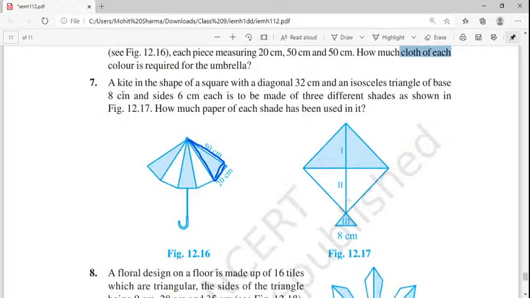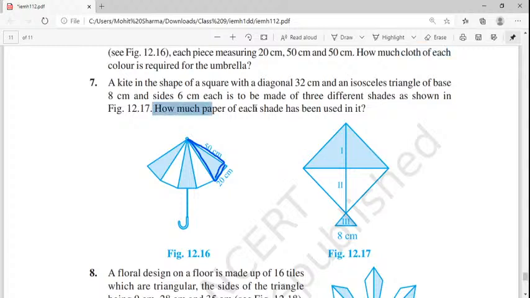Now your question number 7. Question number 7 is that a kite is in the shape of a square. You can see the square shaped kite where the diagonal is 32 centimeter. Now a square has both diagonals the same, so both are 32 centimeter, and there is an isosceles triangle of base 8 centimeter and sides 6 centimeter each. And below this there is a triangle, an isosceles triangle, where the base is 8 and the equal sides are 6 each.